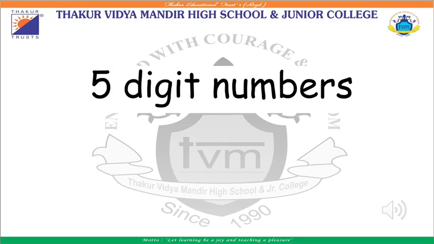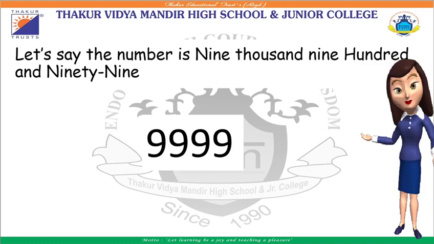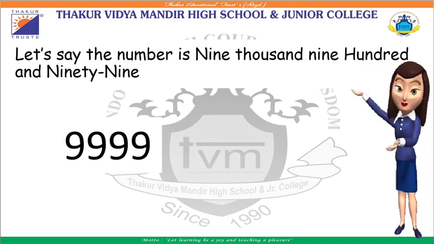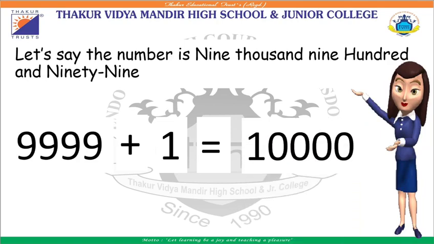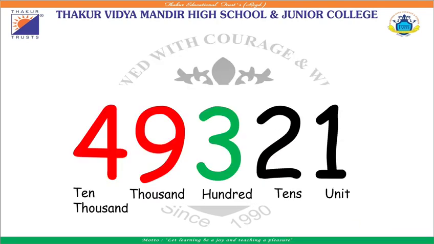We saw 3-digit numbers. We learned 4-digit numbers. Now we will go to 5-digit numbers. So the highest 4-digit number is 9999. Adding 1 to this will give me the lowest 5-digit number. So it is 10,000. Children, now for reading the 5-digit number, you will take first 2 digits together. Then the 100th place and the last 2 digits will be read together.